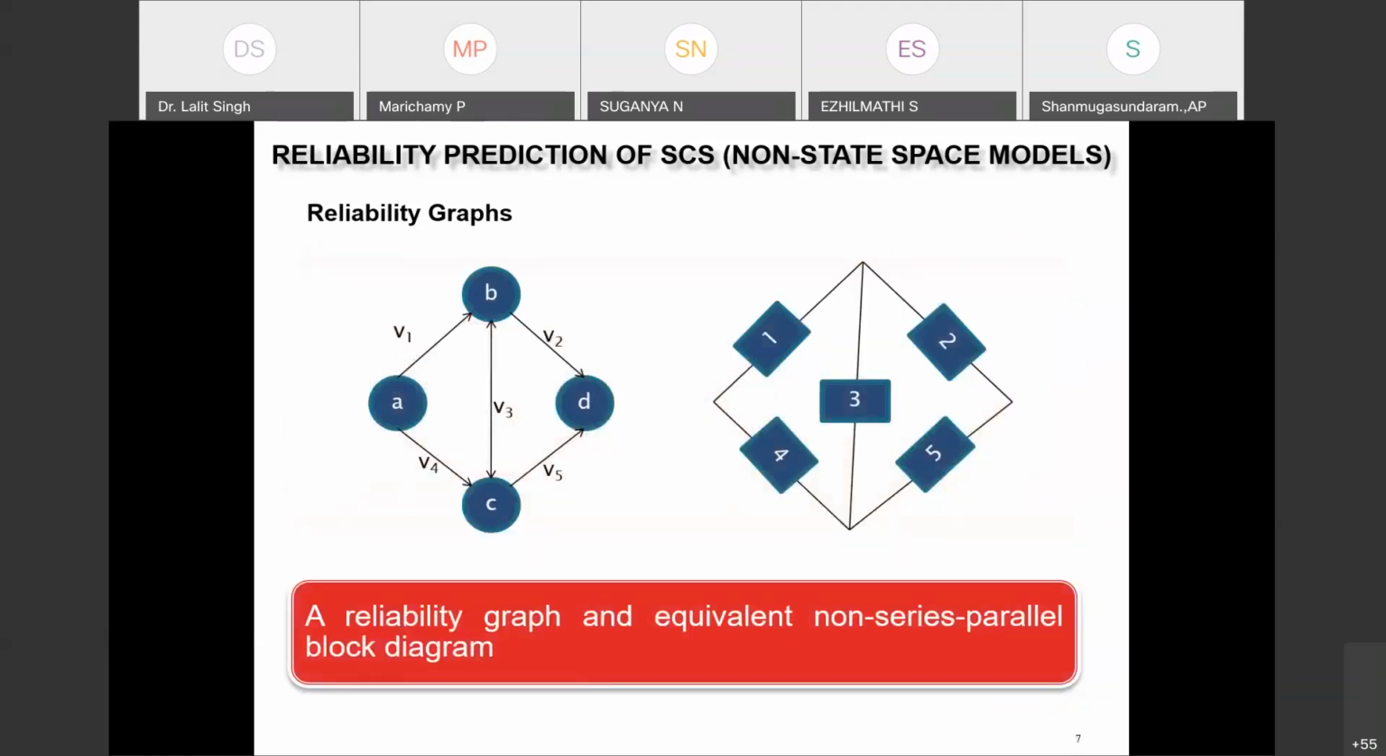If you see in this figure, the left figure represents the reliability graph, where A, B, C, D are the nodes, and V1, V2 up to V5 are the edges. As I said, the nodes represent the connectors between the components, and the edges represent the components themselves. So the reliability graph can be transformed into an equivalent reliability block diagram, which is shown on the right side of this figure. Here we can see all the V's are the basic components from 1 to 5, and A, B, C, D represent the connectors between these components. Then we can assign the reliability of these basic components, and use the series and parallel formulas to compute the overall reliability of the system.